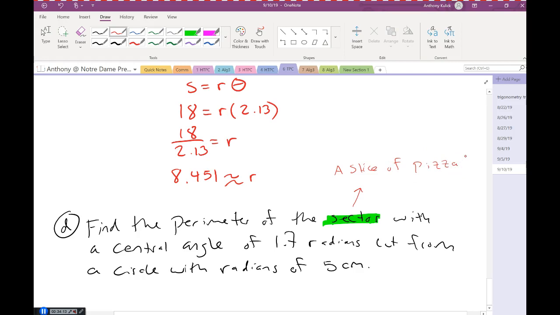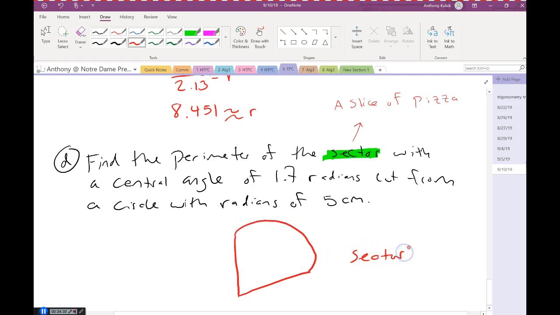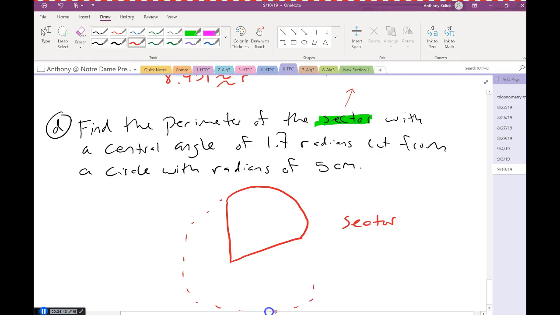A sector is basically just a slice of pizza. And when I talk about a slice of pizza, I mean from a round pizza, not a Jets pizza. So our sector is going to look kind of like this. Everybody okay with that? So this is cut out of some larger circle.